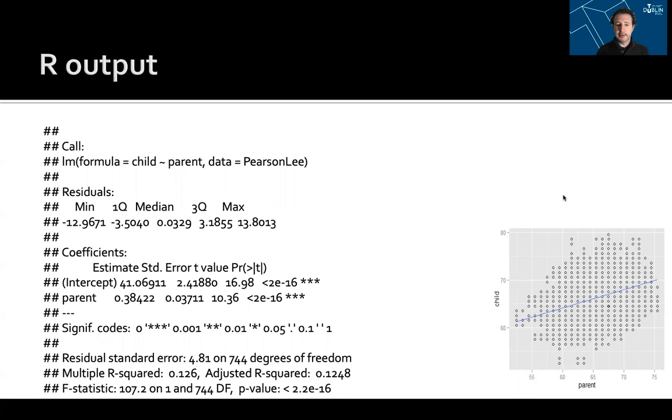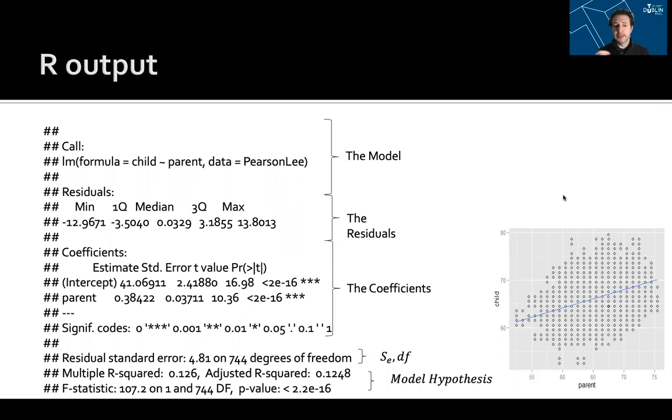And the output there on the left is what you will see. It gives you everything to do with that model. The first thing is about the model itself. The second is about the residuals. Then we have the coefficients. Then we have the standard errors. And then we have the model hypothesis.